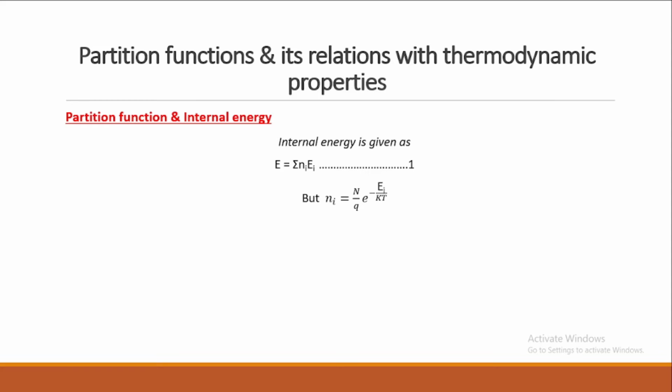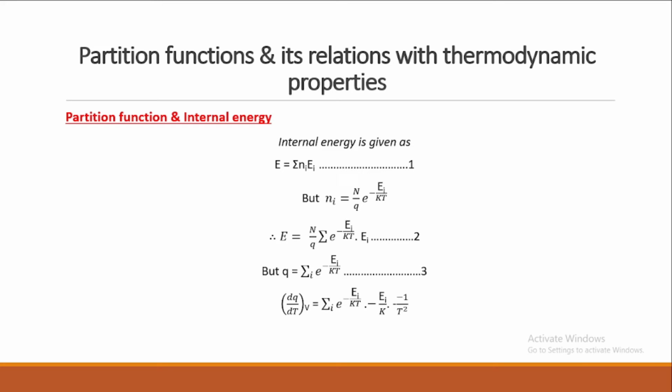But Ni, we already know, is equal to N by Q into e raised to minus Ei by kT. So we are substituting this Ni value in this equation: N by Q into sigma e raised to minus Ei by kT into Ei. So this is equation number 2. But Q is equal to sigma over i of e raised to minus Ei by kT. That is also known. So Q is the partition function.